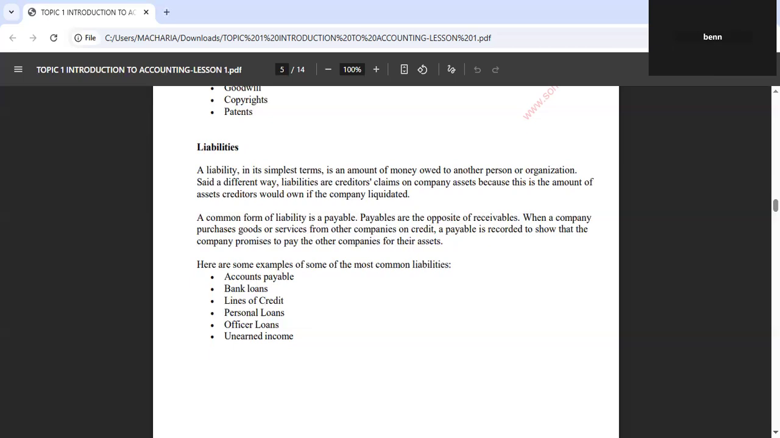Accrued ones. So a common form of liability is payables. And we have several examples. We have accounts payable, bank loans, lines of credit, personal loans, officer loans, and unearned income. All those are liabilities.